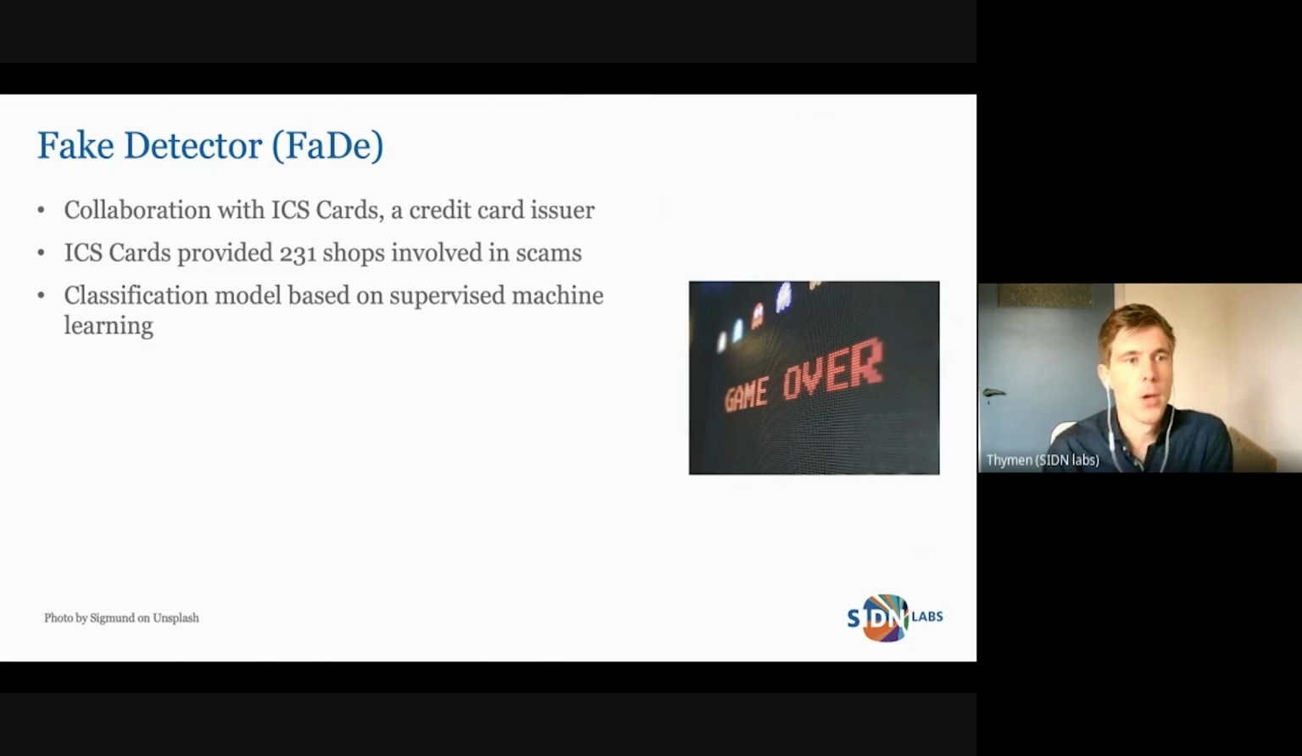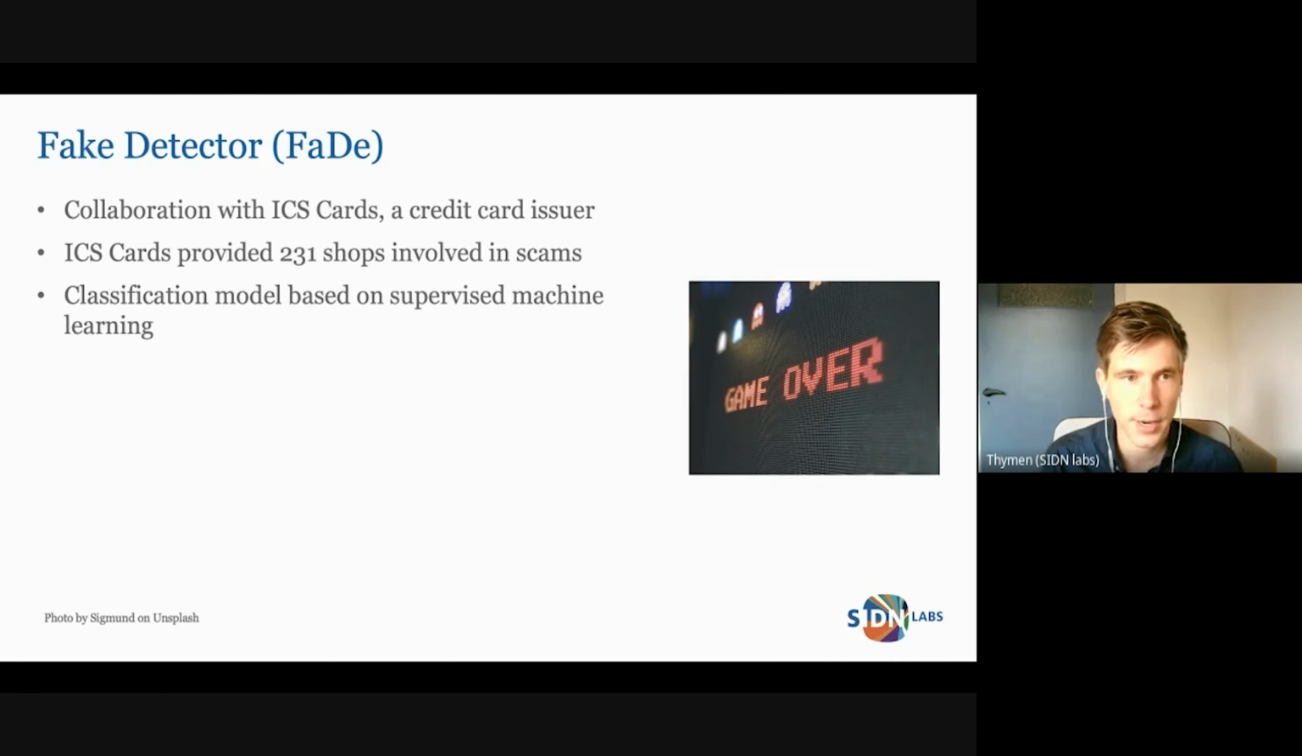So what did we do? We started to collaborate with ICS Card. That's a popular credit card issuer in the Netherlands. They provided us with a list of web shops that were actually involved in scams, so they were reported by their customers. We used that data set as ground truth data. And then we started with a simple classification model to classify between, on the one hand, suspicious domain names, and on the other hand, legitimate domain names.